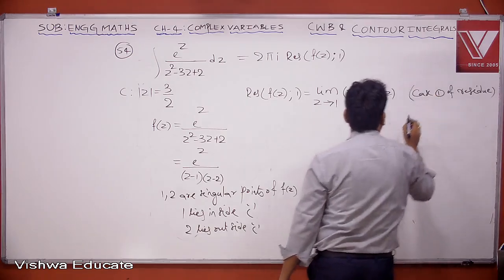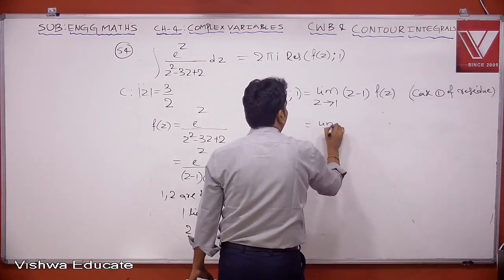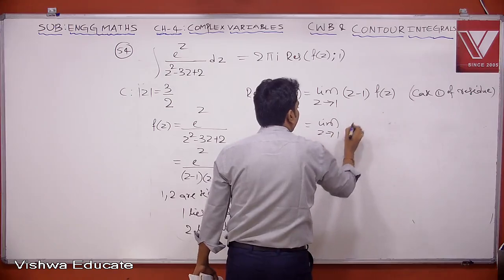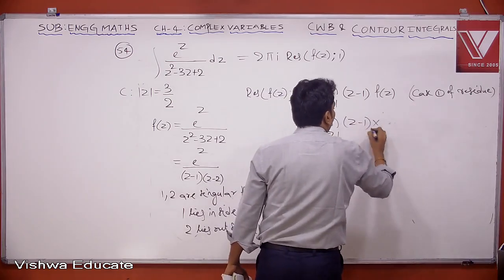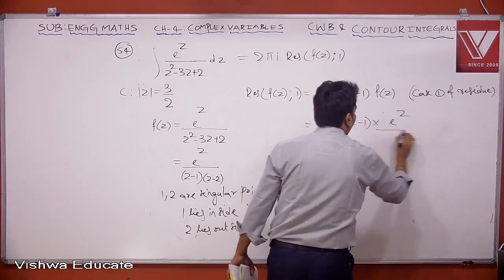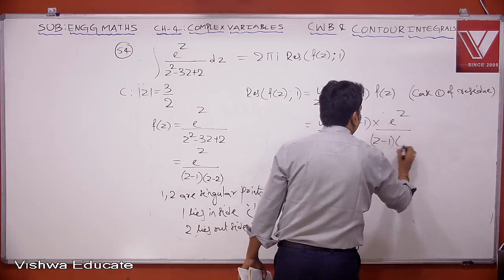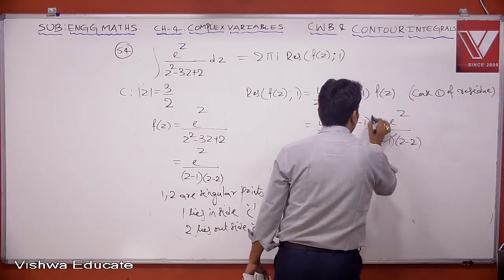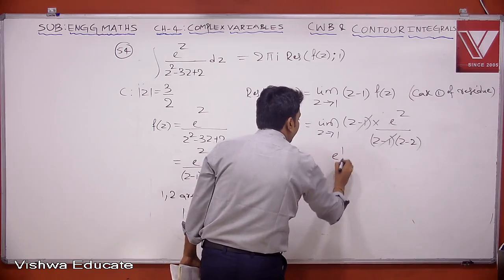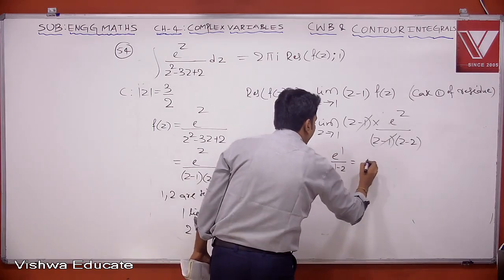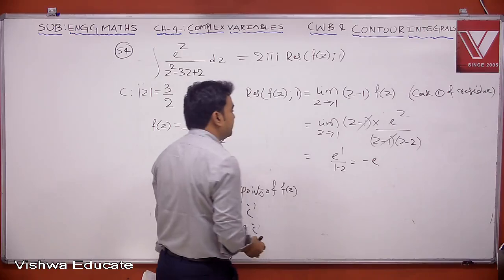Case 1 of residue. So therefore this is limit z tends to 1 of z minus 1 into f of z, which is e power z by z minus 1 into z minus 2. This and this will be cancelled. So this is e power 1 by 1 minus 2. So this is minus e.